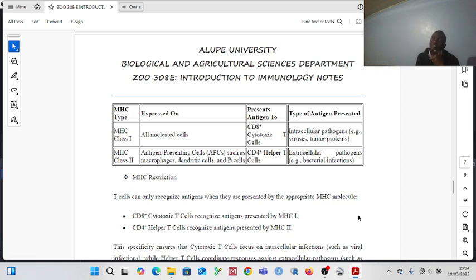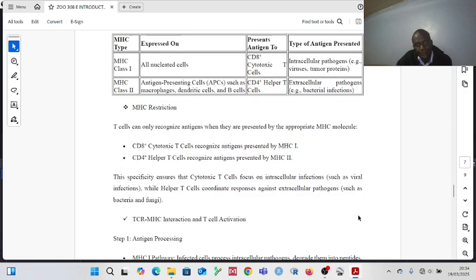Okay, that's an important distinction to make. There is a bit of restriction with respect to the MHC, so that T cells can only recognize antigens when they are presented by the appropriate MHC. So for example, CD8 will only recognize antigens that are presented by the MHC class 1. That's the restriction. So if MHC class 2 presents antigens, CD8 cytotoxic T cells cannot recognize them.